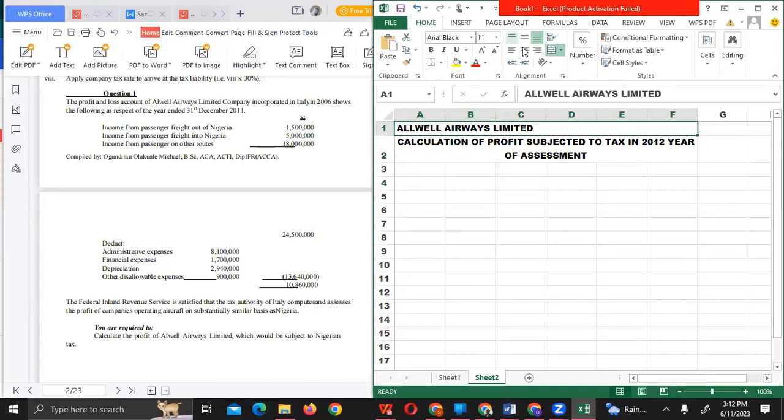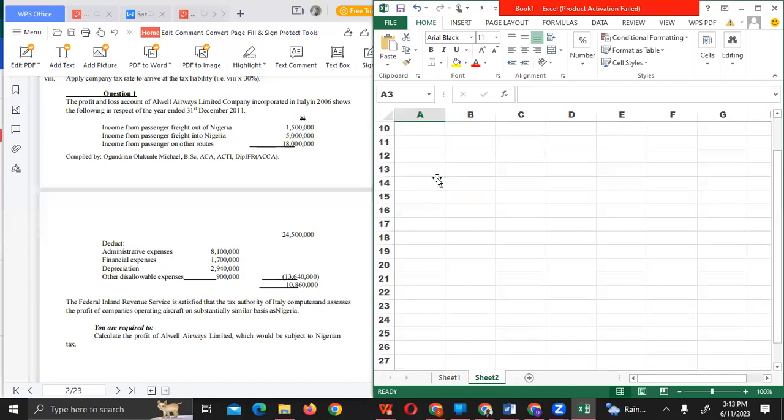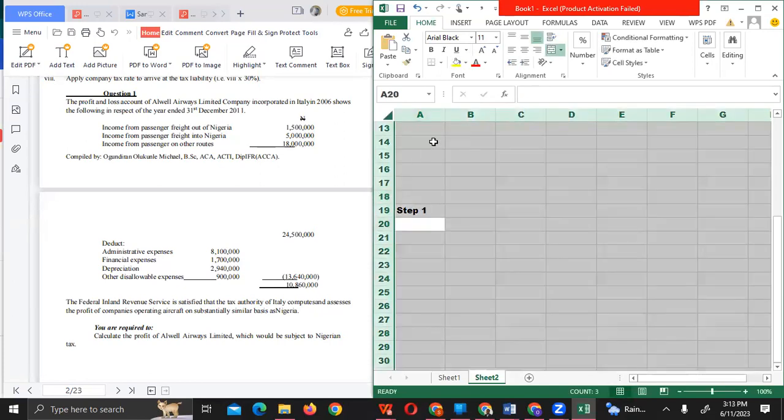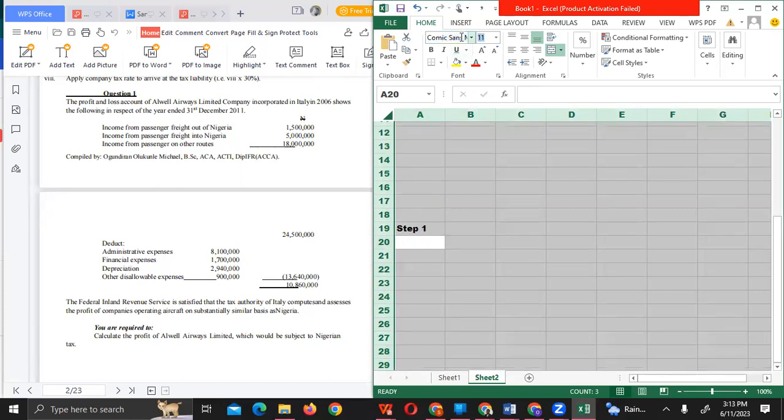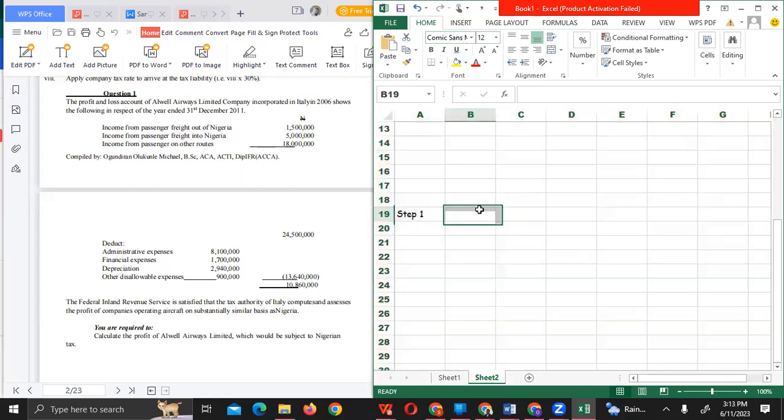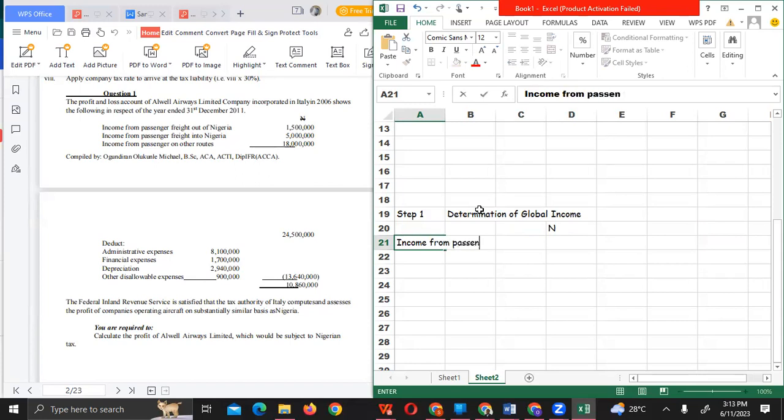So, the first step is what? Determine the global profit. So, step one, determination of global income. And to determine the global income, what I will do here is we have income from passenger flights out of Nigeria, right? I have 1,500. Yes. All figures in thousands to bring us more perspective.